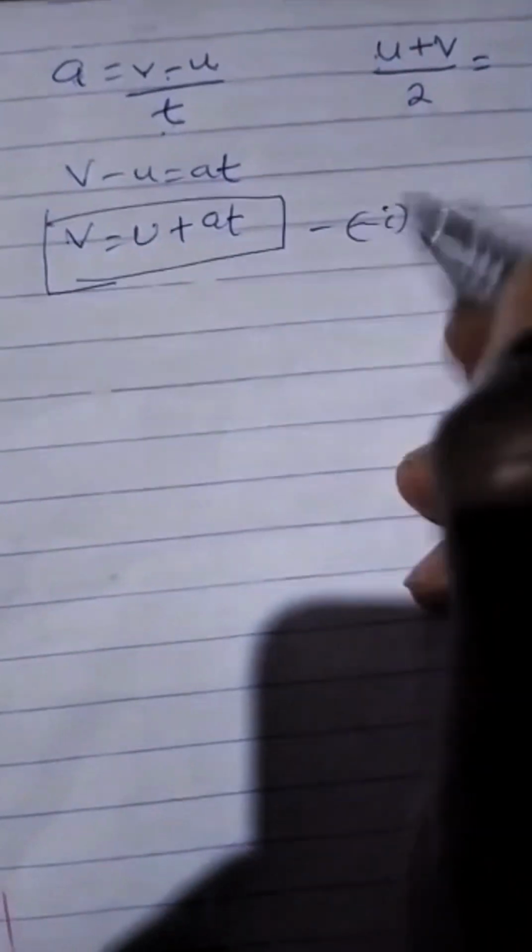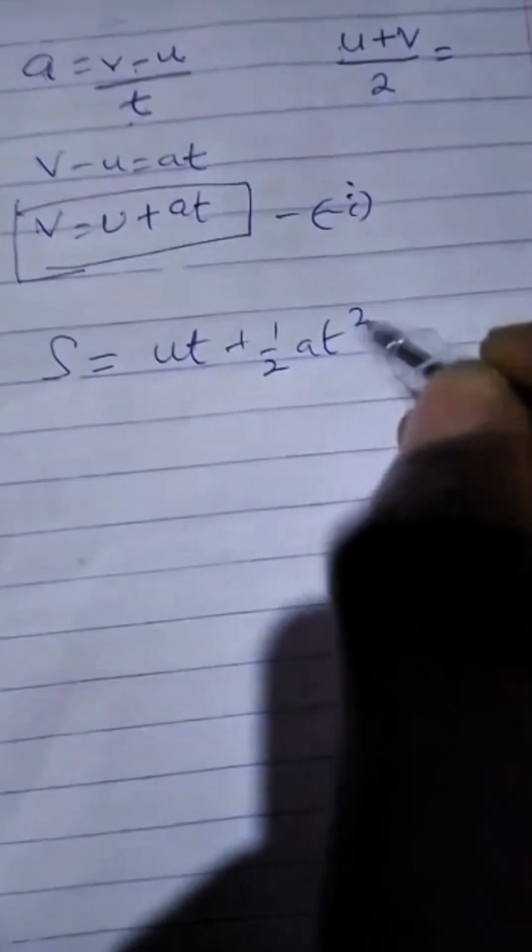So acceleration is the change of velocity with time. If we make this the formula, t can cross over, and it becomes v minus u equals a times t. Then we can move u over here, and it becomes v equals u plus at. This is called the first equation of motion.